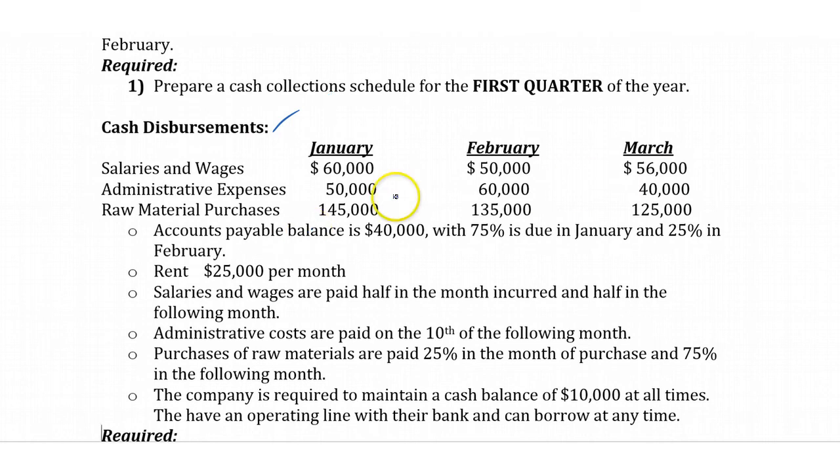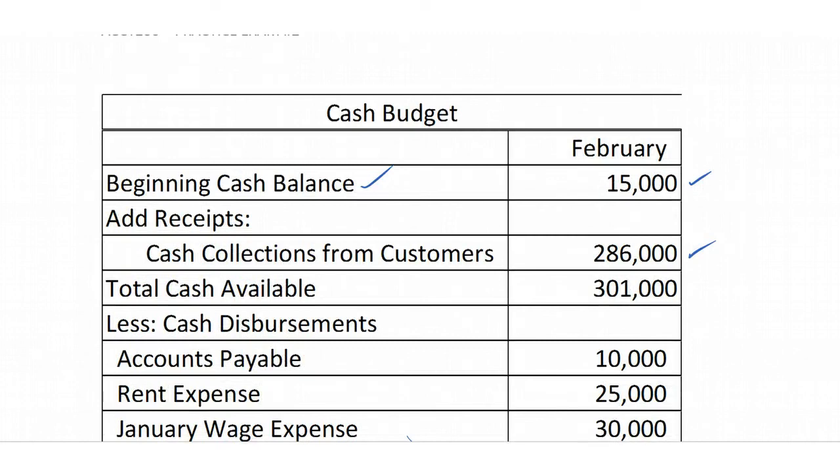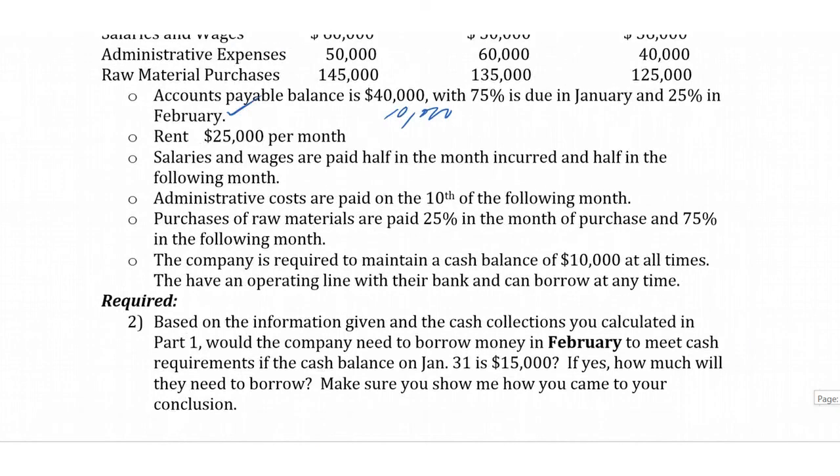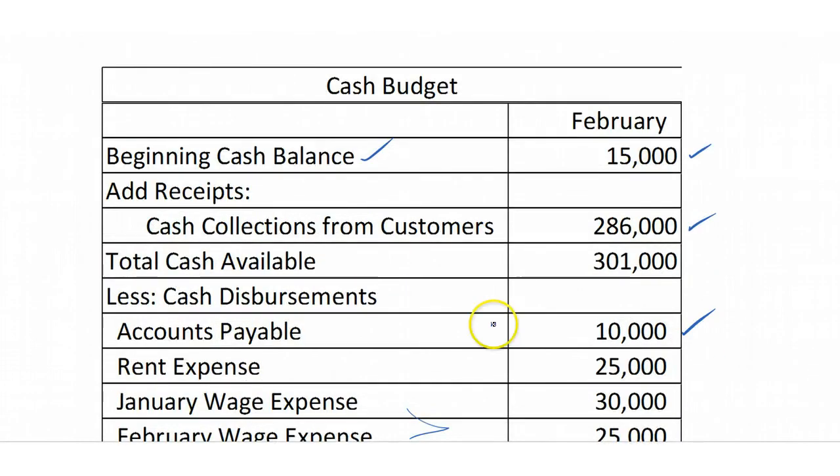Okay, so they give us some information there. We're going to use that in a second. Accounts payable balance is $40,000. 75% is due in January, 25% in February. So in February, we're going to pay the remaining $10,000 of that 40. And you can see accounts payable $10,000. That's what I have there. Rent is $25,000 per month. So rent expense, $25,000.